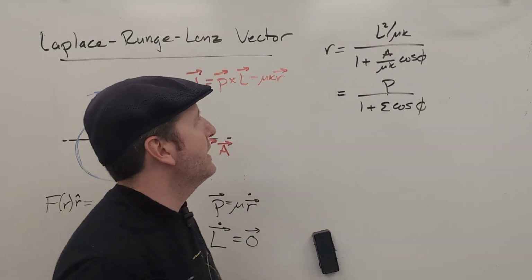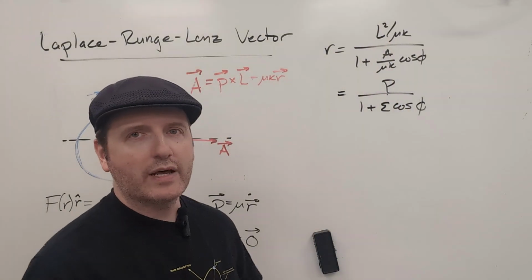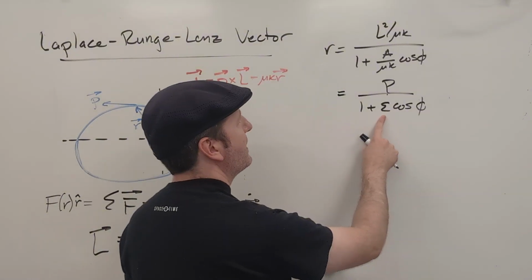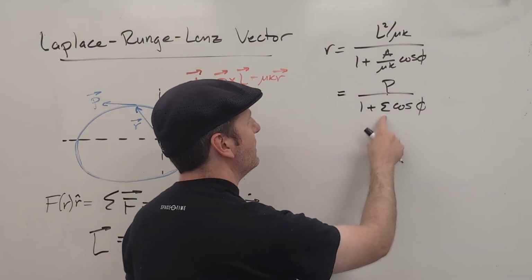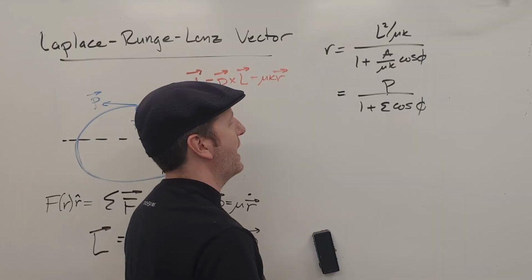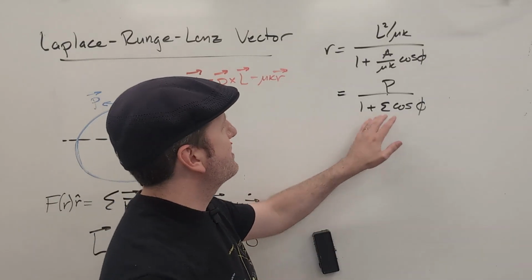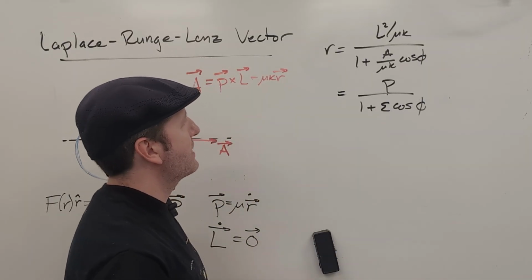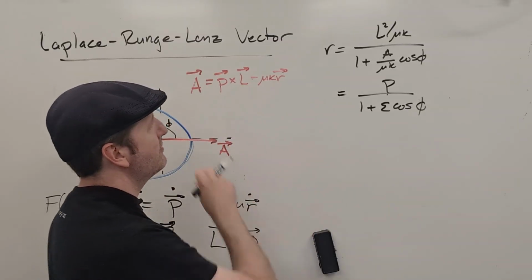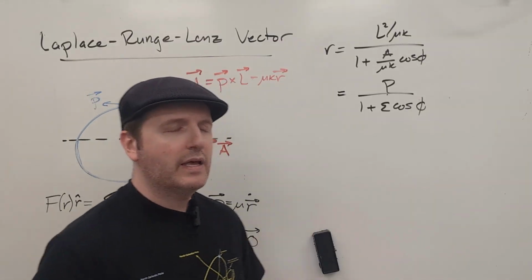that the thing in the numerator is the semilatus rectum. Of course, we knew that already. But also, we get the eccentricity for free as well. And notice it's A over mu kappa. So we have this very nice expression that relates the eccentricity to the magnitude of this unusual vector.